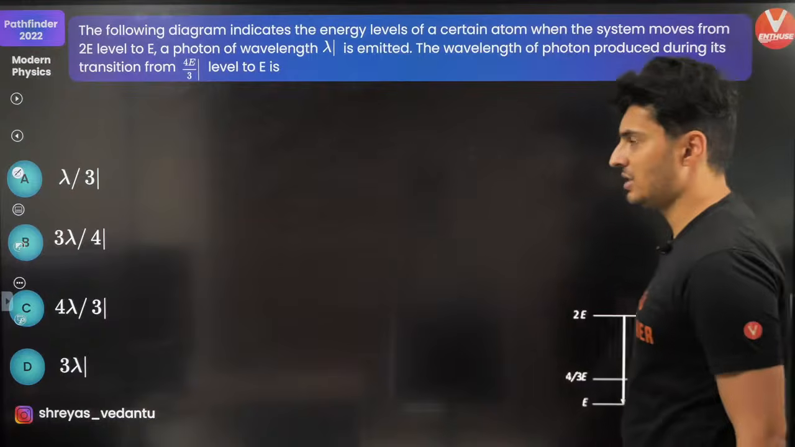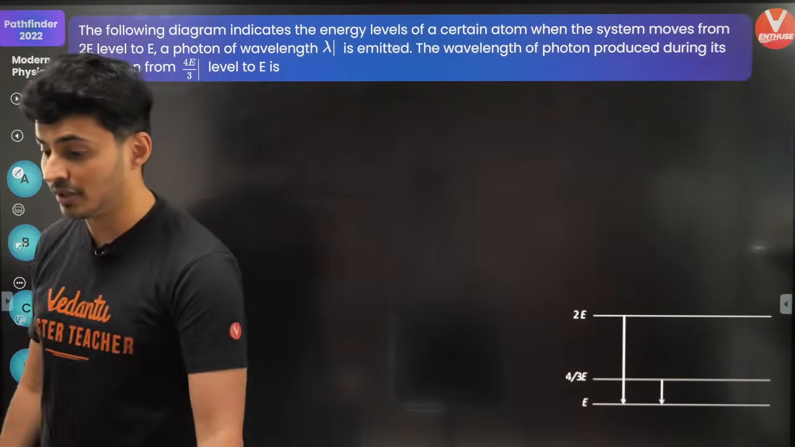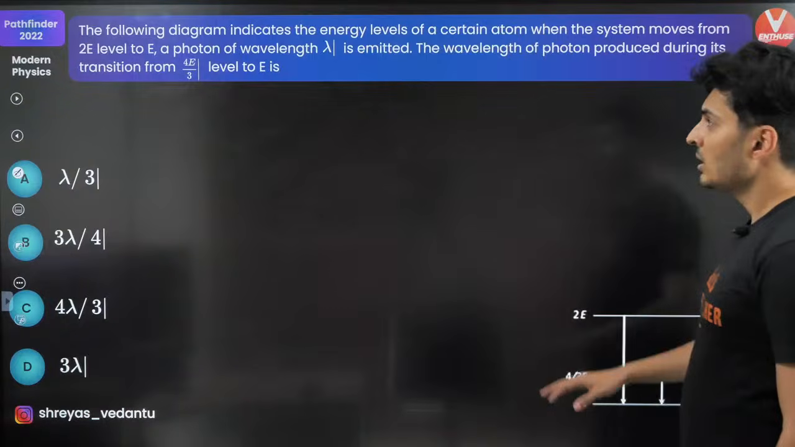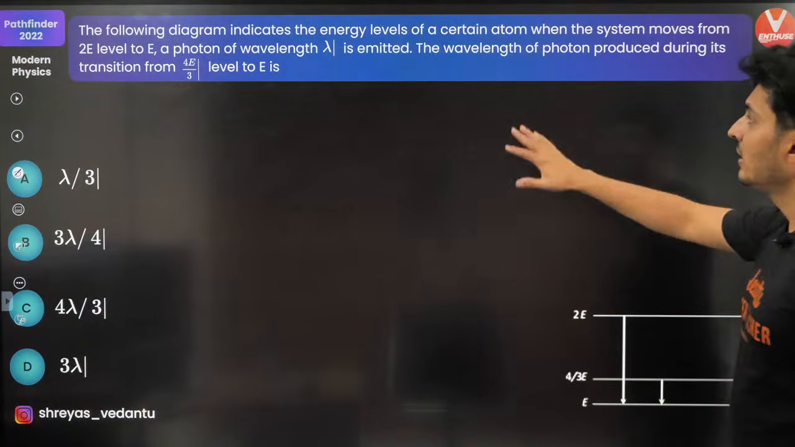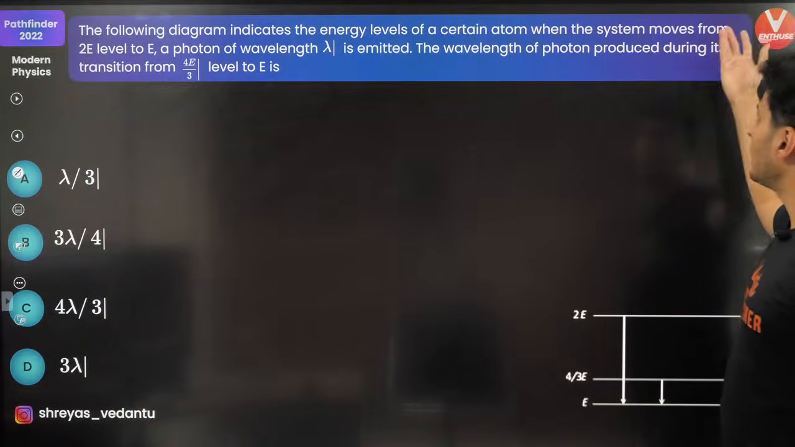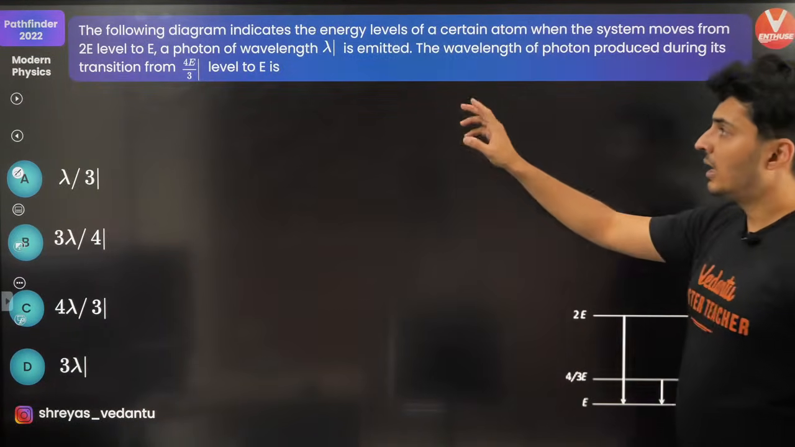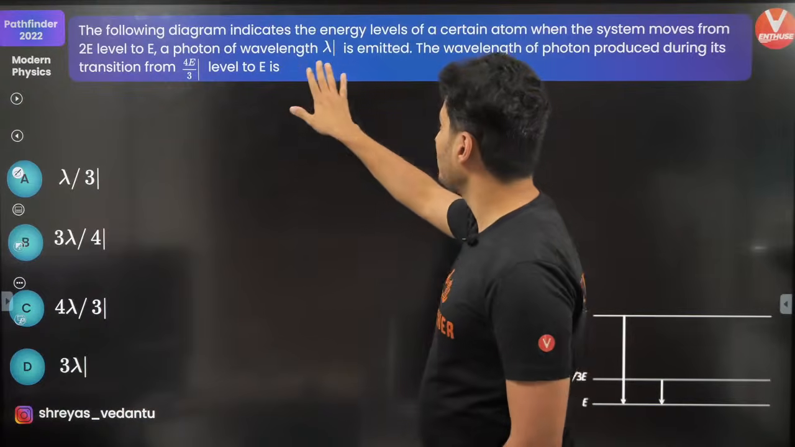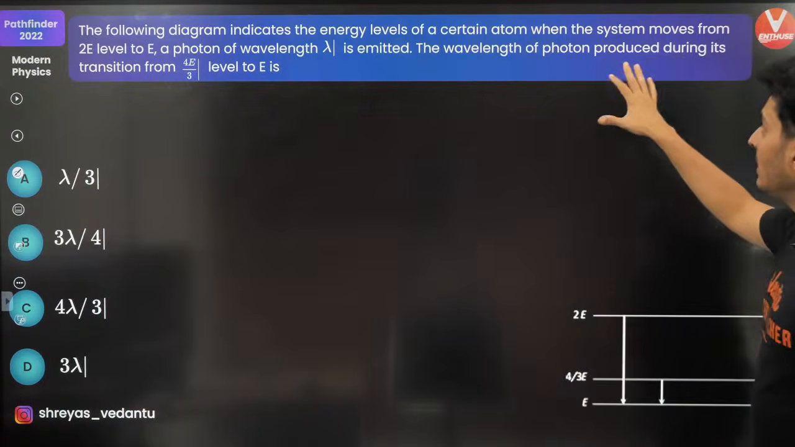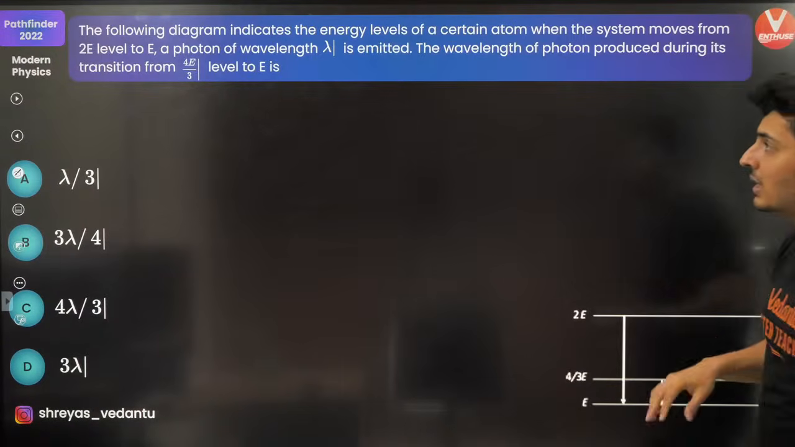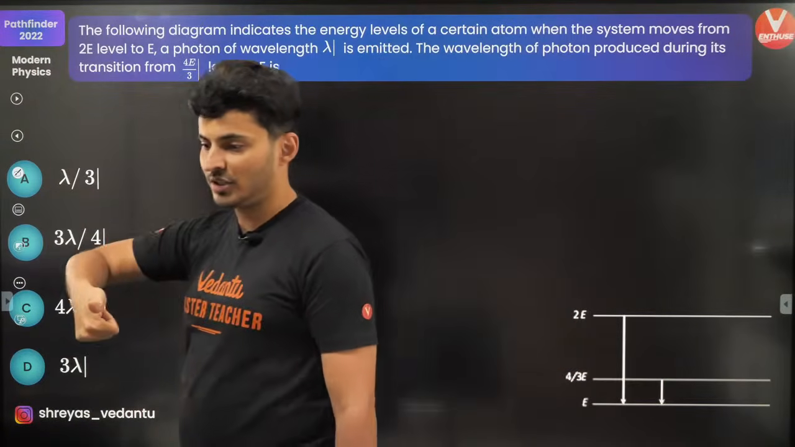Now let's do some questions based on this. Very, very interesting. Hello Keshar Singh. First question coming up on your screen: the following diagram indicates the energy levels of a certain atom. When the energy level changes from 2E to E, a photon of wavelength lambda is emitted. The wavelength produced from 4E by 3 to E is how much?